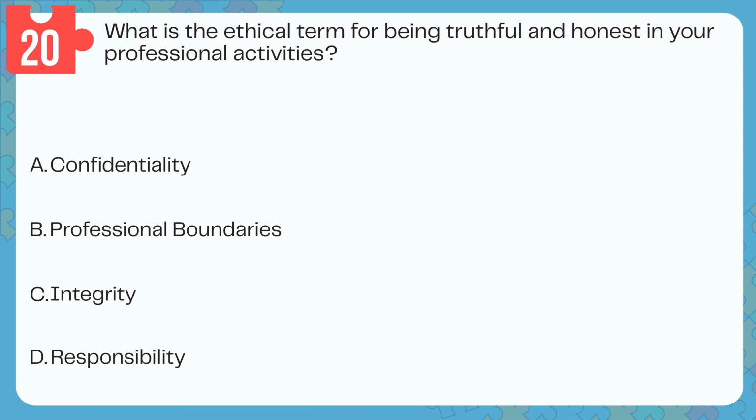Question 20. What is the ethical term for being truthful and honest in your professional activities? A, confidentiality. B, professional boundaries. C, integrity. D, responsibility.